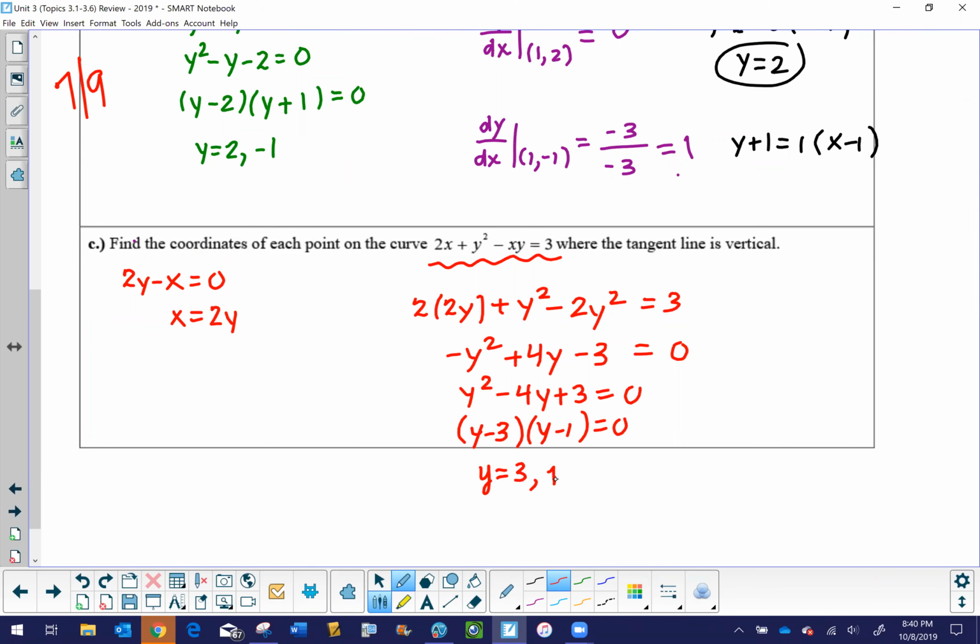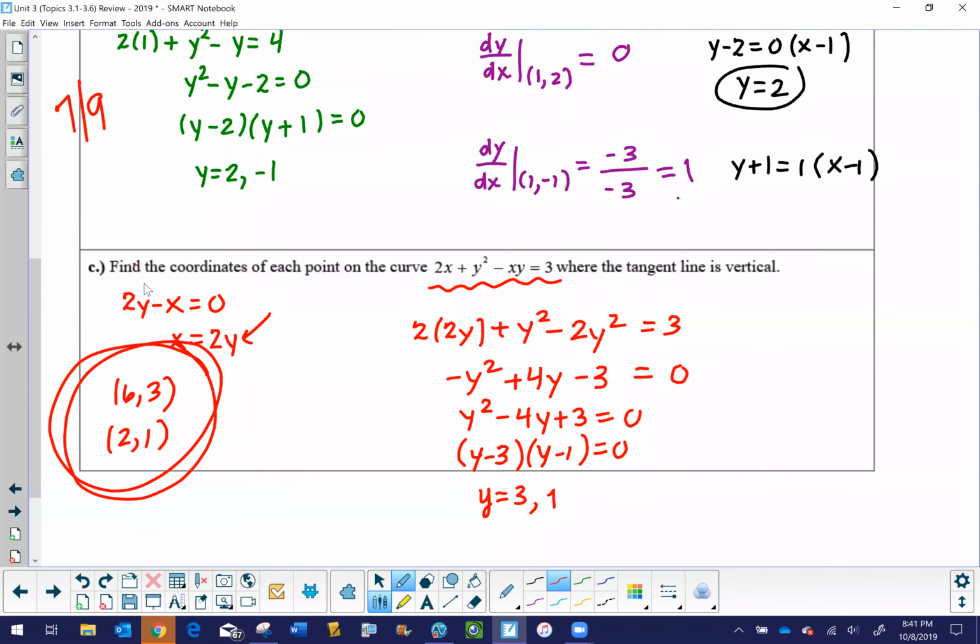So y is 3 and 1, and then it wants to know what are the points for which that happens. You could plug these back into the original, or make it even better than that, just plug them into this equation right here, because you just basically solved the system so you can use either one. So when y is 3, x is going to be 6. And when y is 1, x is going to be 2. So those are the two answers, you guys, for that part.